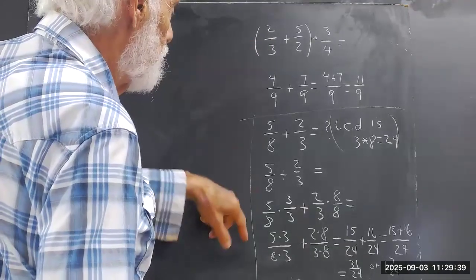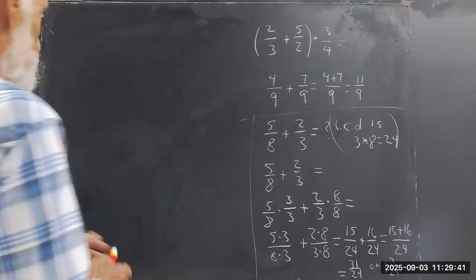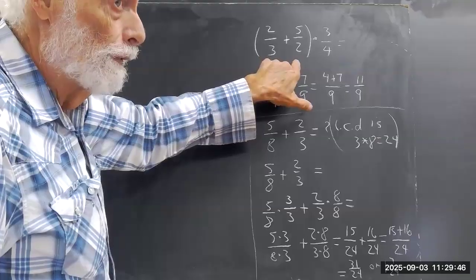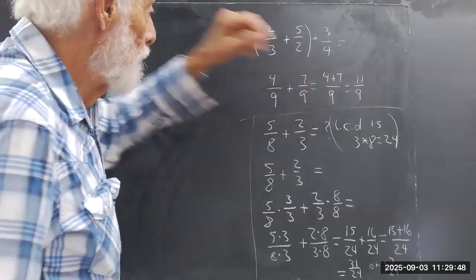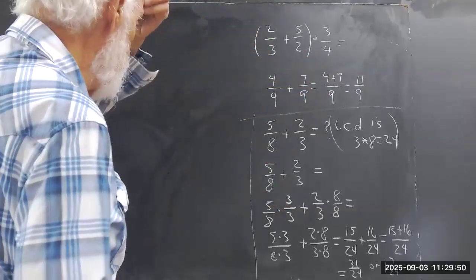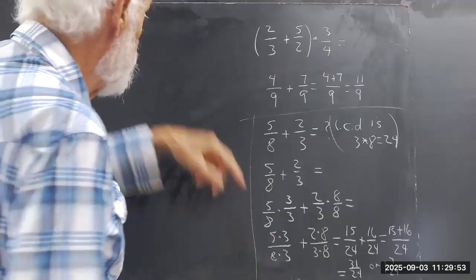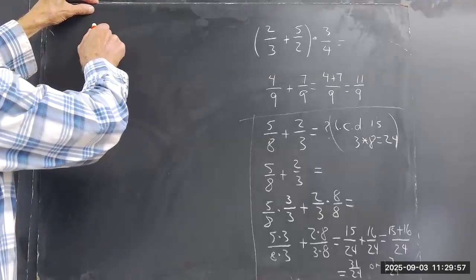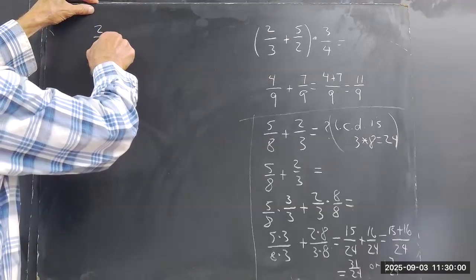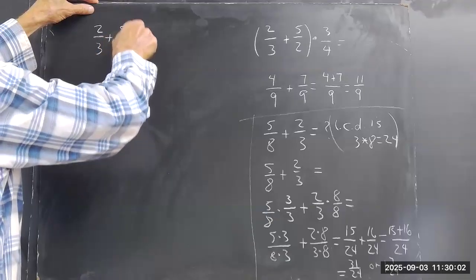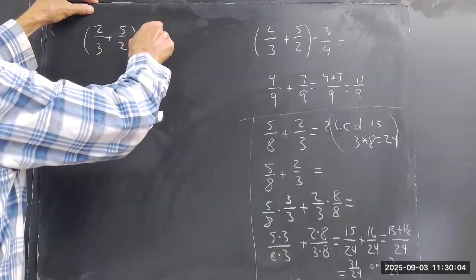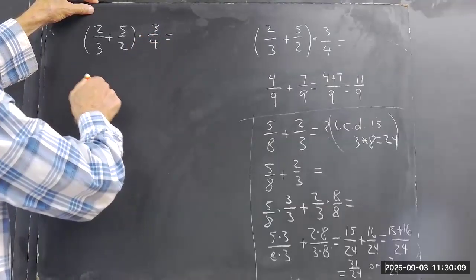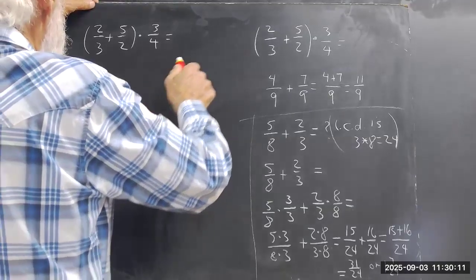Okay, so we've taken care of these two. Now let's just do the first one, which is kind of a combination. We've got two numbers that we have to add and they're fractions. And then we've got to multiply that by 3/4. And we haven't done a multiplication yet. Well, actually, we kind of have here. Let's do it. We've got 2/3 plus 5/2 times 3/4.